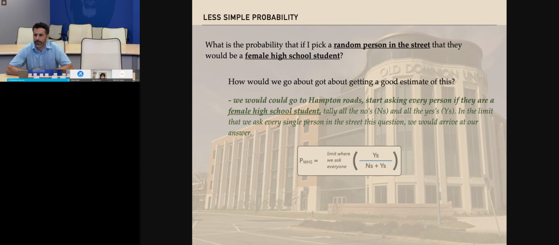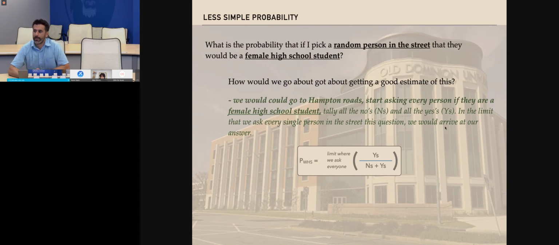So here's a good guess, which is I could just go to Hampton Road, which is the road where Old Dominion is at. So this is the road right here, is Hampton Road. So I could go to Hampton Road and start asking people randomly if they're a female high school student. It's a little bit of a weird question, right? They might look at me a little funny, but I could do that, right? And then I just tally the no's, meaning I just write down the no's, right? And then I tally the yes, meaning I just write down the yes, right?